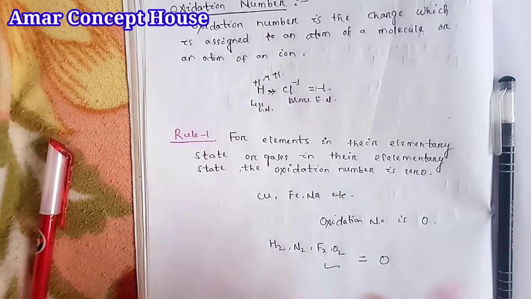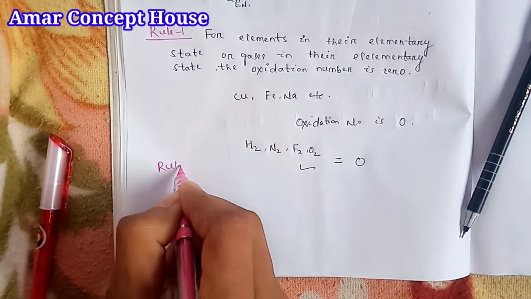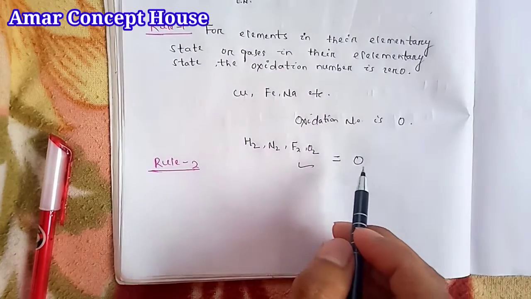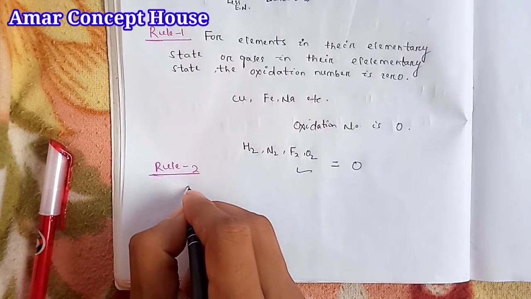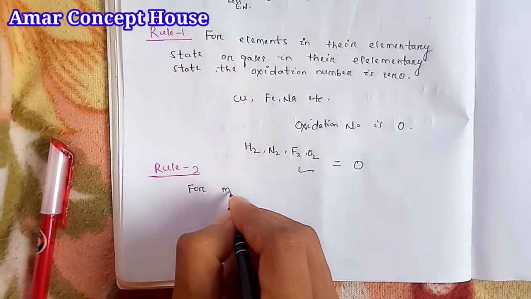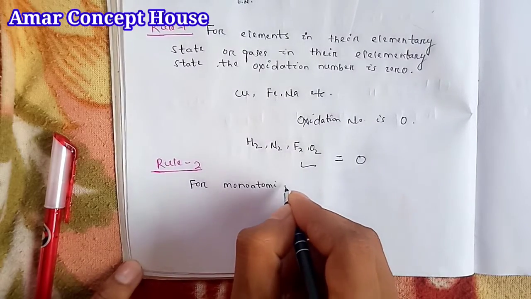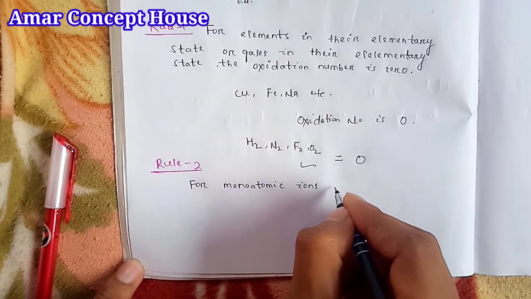Now come to rule number 2. Rule 2 is for monoatomic ions: the oxidation number always has the same value as the net charge corresponding to the ion. What I am saying is, for monoatomic ions, the oxidation number always has the same value as the net charge of the ion.